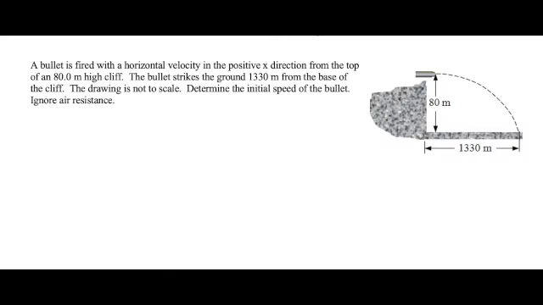This is a fun projectile motion problem. Here we have a bullet that's fired horizontally off of a vertical cliff. And what's so great about this problem is you can actually take these measurements of the vertical height and the horizontal displacement to determine the muzzle velocity of the gun. So this is an experiment you can actually carry out.